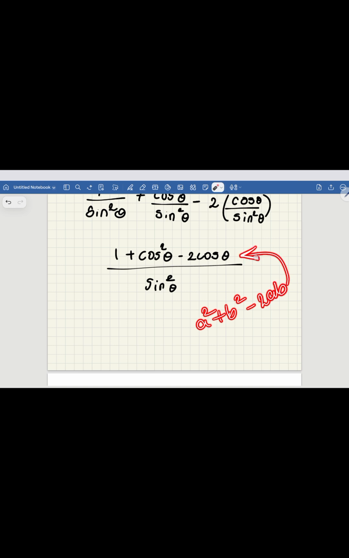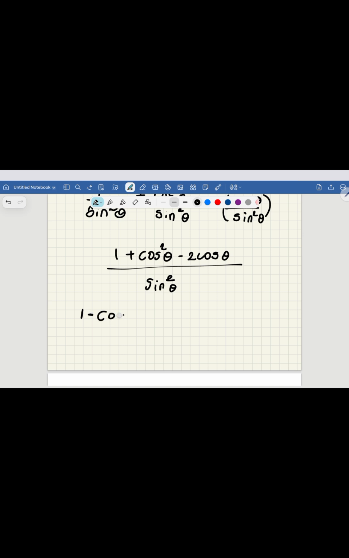That means here a is 1, b is cos theta, and minus 2ab is obviously this multiplied with this. Now what will you write this down as? A minus b whole square is equal to a square plus b square minus 2ab. So what is a minus b whole square then? 1 square minus cos square. 1 square is 1, but we'll keep that the same: 1 minus cos whole square, because it is a minus b whole square.